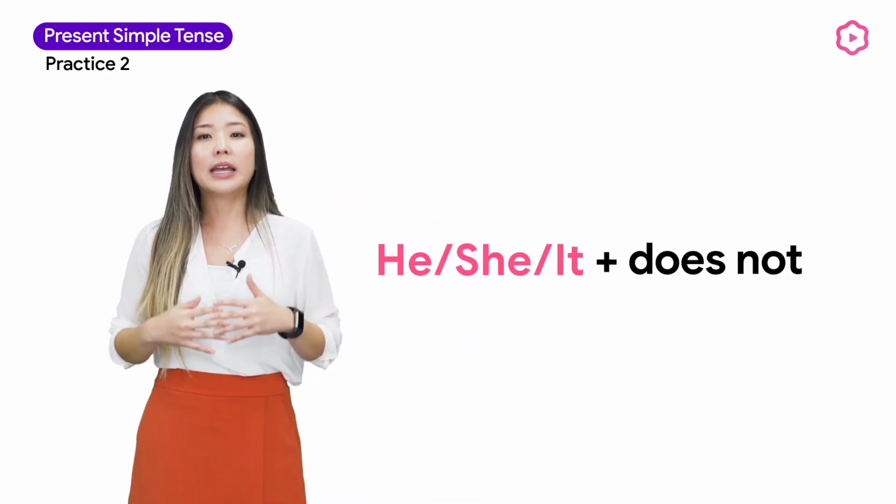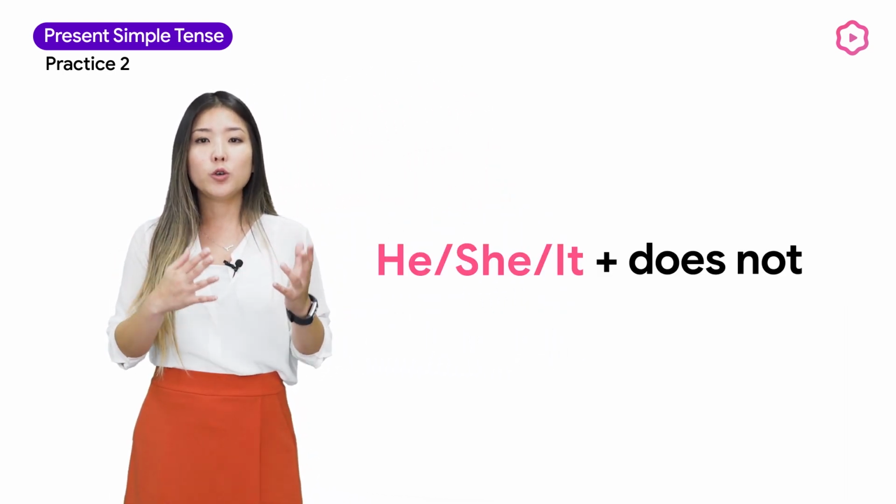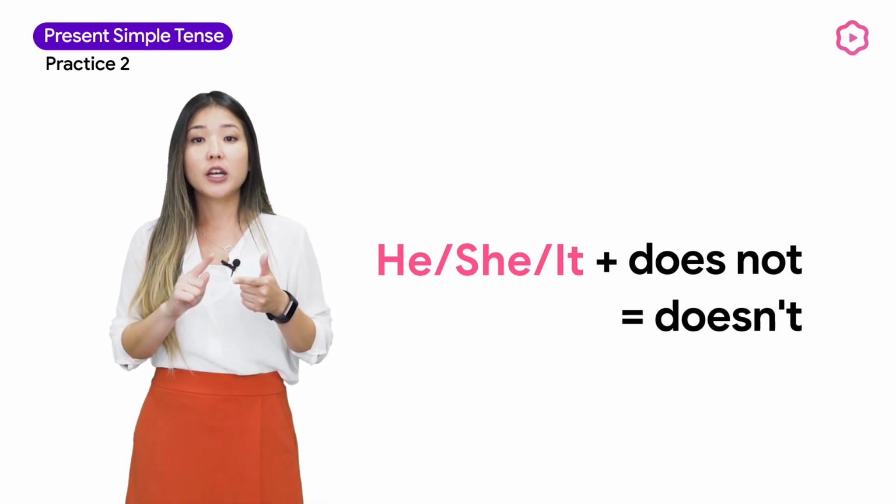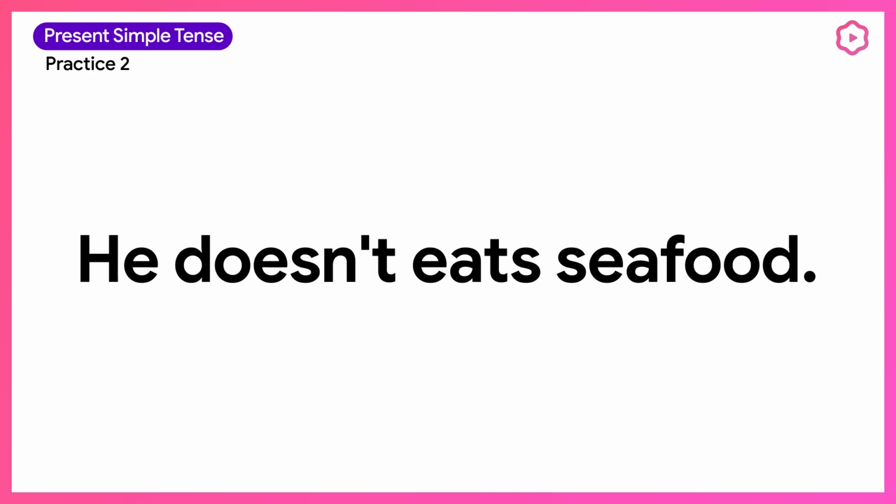Sentence 2 says, he doesn't eat seafood. Were you able to find the mistake? Remember, in the negative form, we use does not or a contraction if the subject is he, she, or it. So there's no problem with doesn't. However, remember in the negative form, we don't have to change the verb. Therefore, we do not put S at the end of eat.